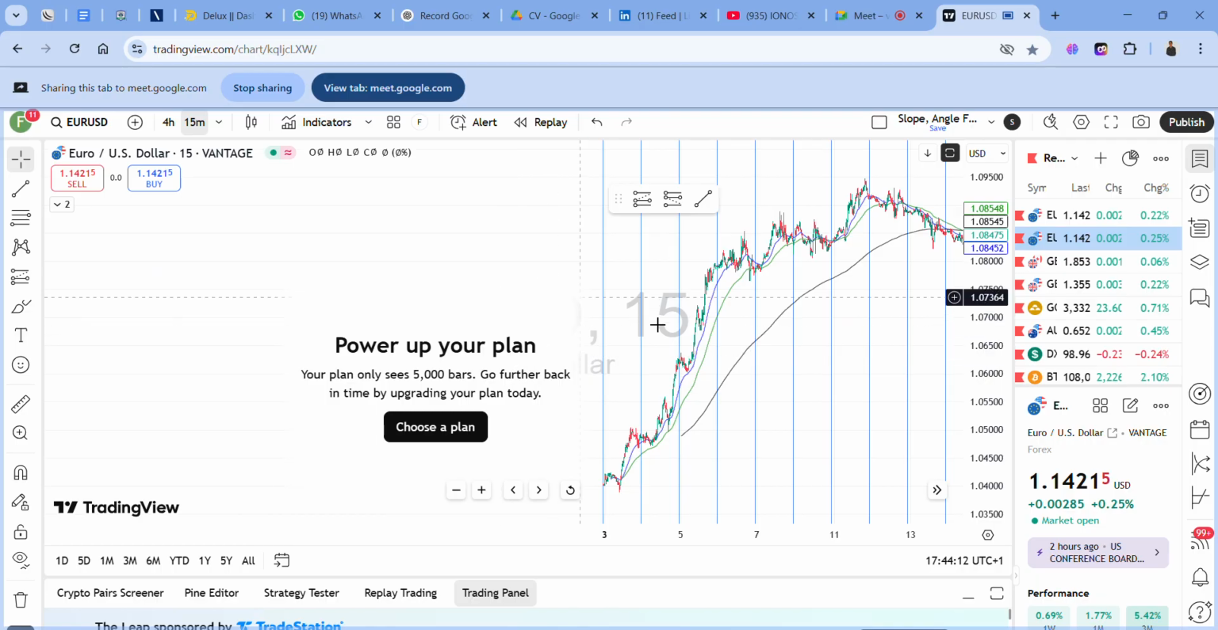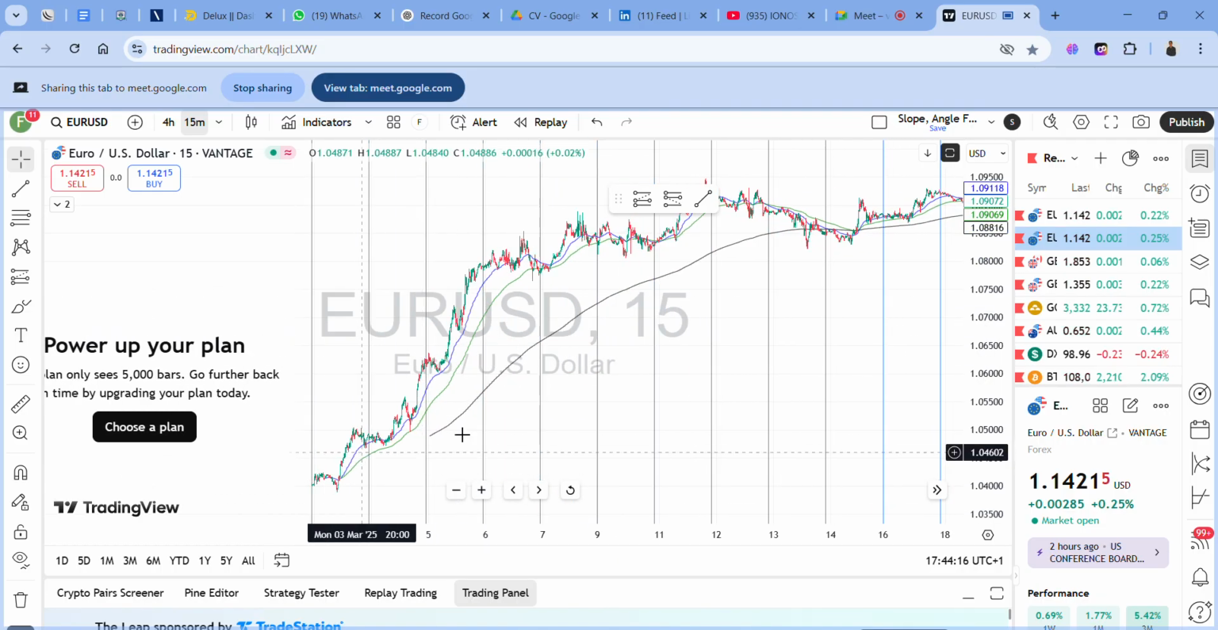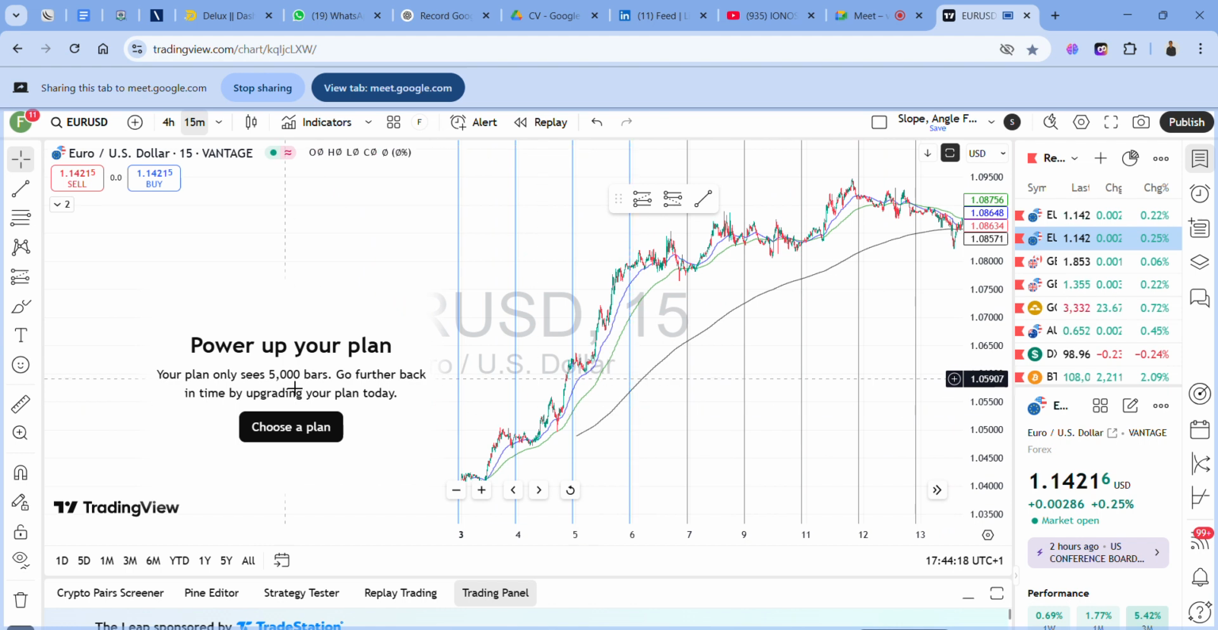Okay, there is a limitation to how far you can go on the 15 minutes time frame, especially on the free plan. We can go only 500 bars no matter the time frame. You cannot go beyond 5,000 candles on a time frame on a free plan. Not a problem. Let us stick to that.